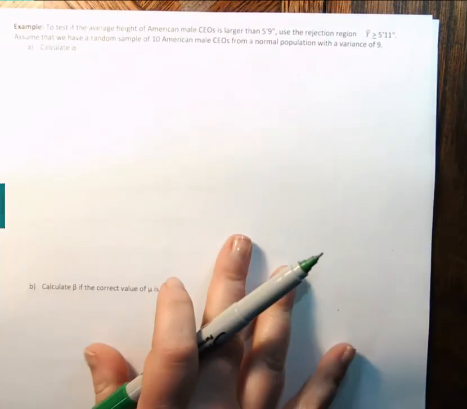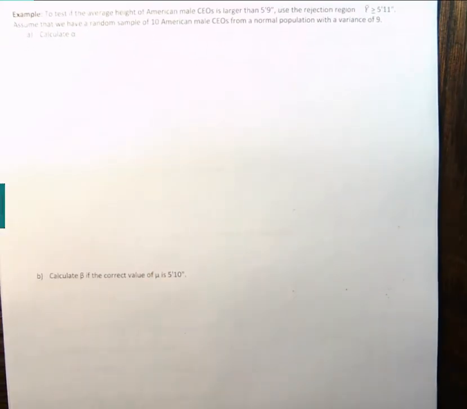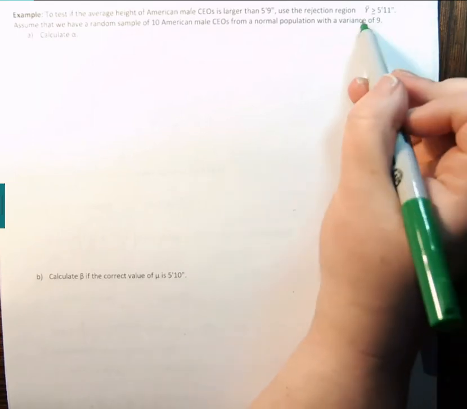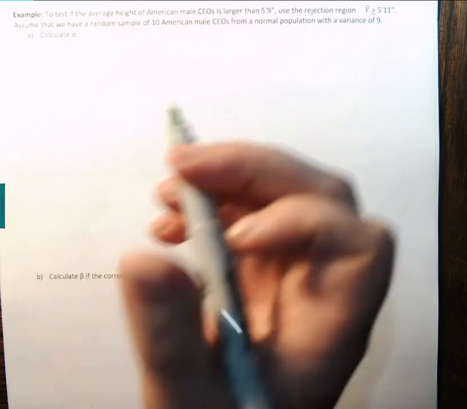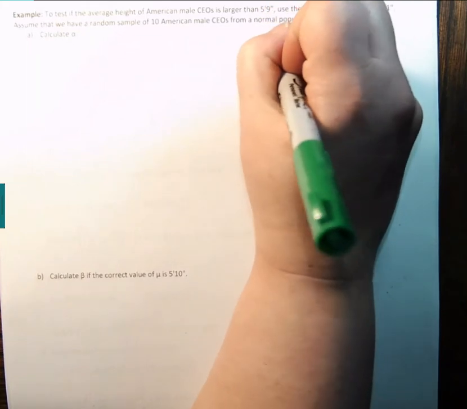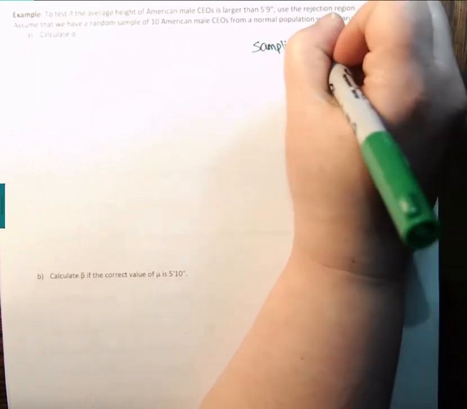All right, so we can continue our example. Again, suppose that we want to test if the average height of American male CEOs is larger than 5'9", and we're going to use the rejection region of Y bar greater than or equal to 5'11". And then we're going to assume that we have a random sample of 10 American male CEOs from a normal population with variance 9. So let's draw a picture of what the sampling distribution looks like, assuming that the null hypothesis is true.